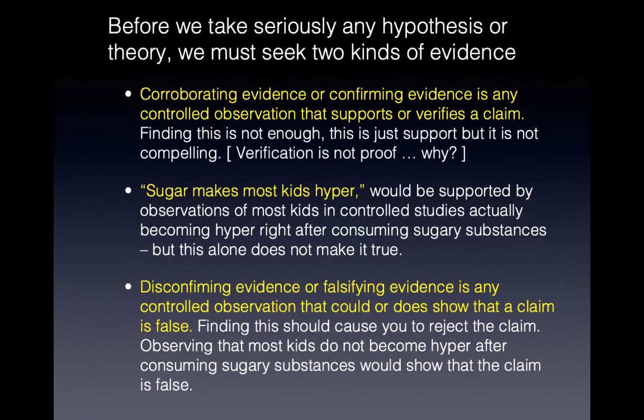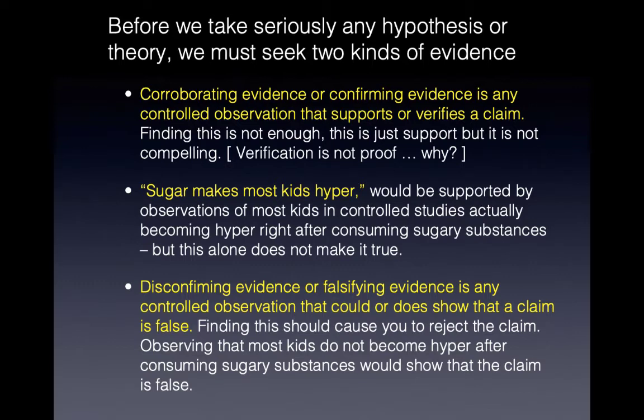Corroborating evidence or confirming evidence is any controlled observation that supports or verifies a claim. Again, to verify is to have an observation that's consistent with what you expect. Doesn't prove it's true. When we verify something, we are only finding data, observations that don't contradict it. That's verification. It's very weak. Finding this is not enough. It's just support, but not compelling. Verification is not proof. Sugar makes most kids hyper. Recall that hypothesis? This would be supported by observations of most kids in controlled studies actually becoming hyper right after consuming sugary substances. But this alone does not make it true.